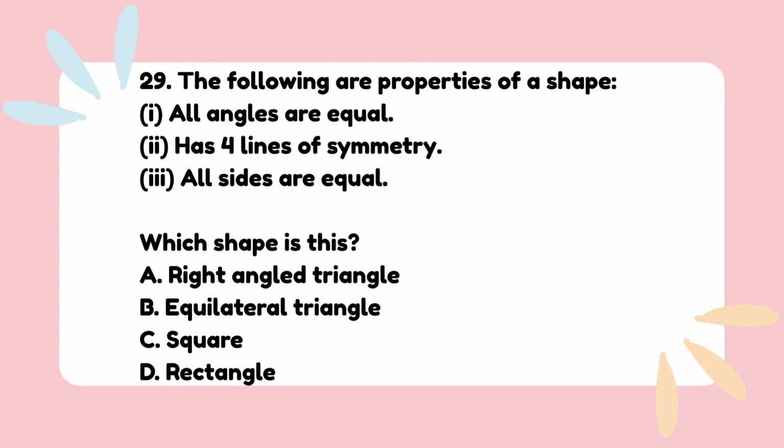29. The following are properties of a shape. 1. All angles are equal. 2. Has 4 lines of symmetry. 3. All sides are equal. Which shape is this? A. Right-angled triangle. B. Equilateral triangle. C. Square. D. Rectangle.